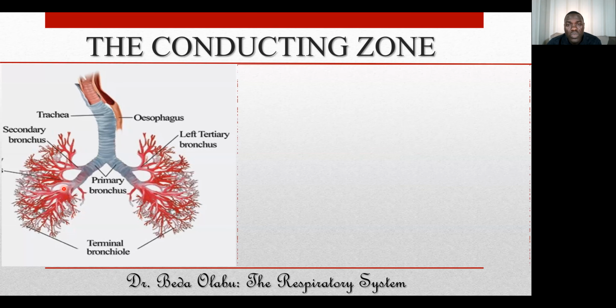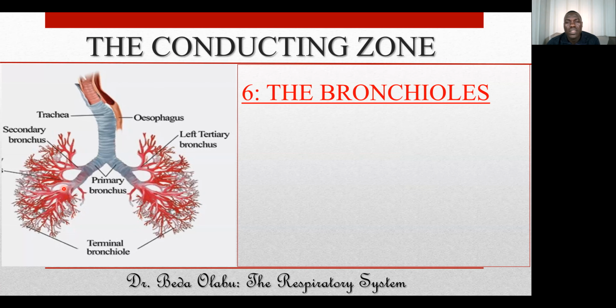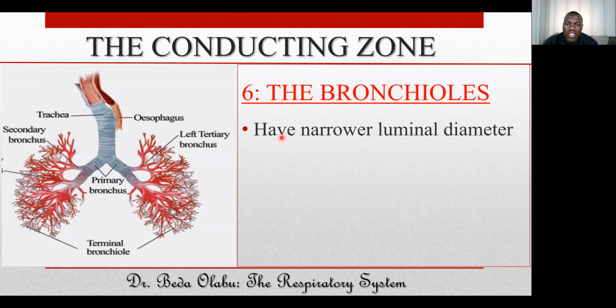From the bronchus, we go to bronchioles. What are bronchioles? Bronchioles are still part of the airways, except that they now have narrower lumen compared to either the trachea or the bronchi. Important to note, the bronchioles do not have cartilages on their wall. So the issue of cartilages ends with the bronchi, not bronchioles.